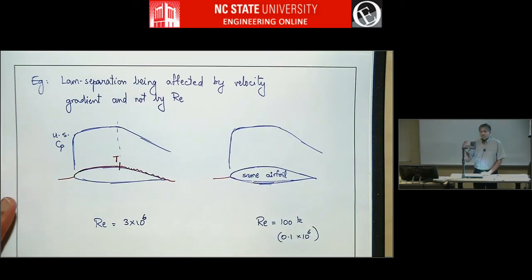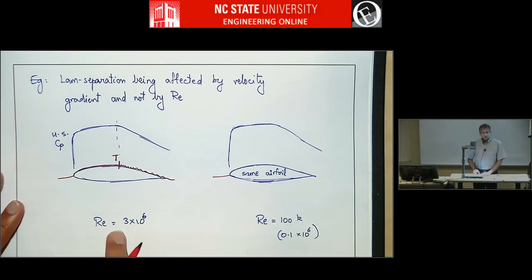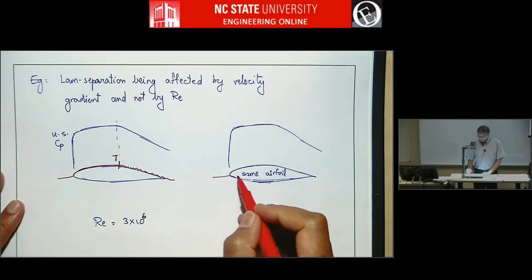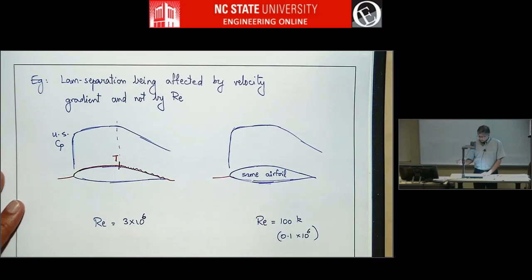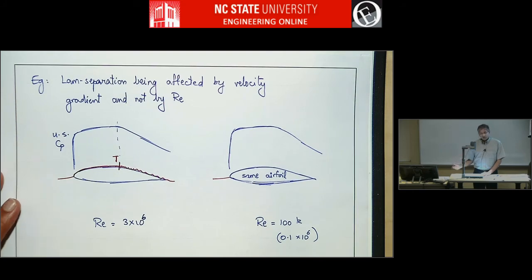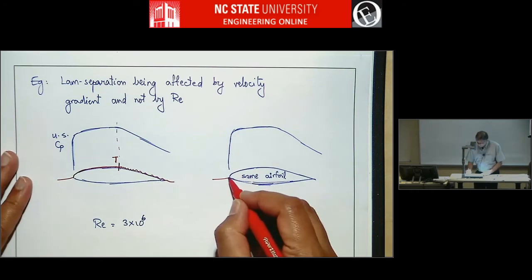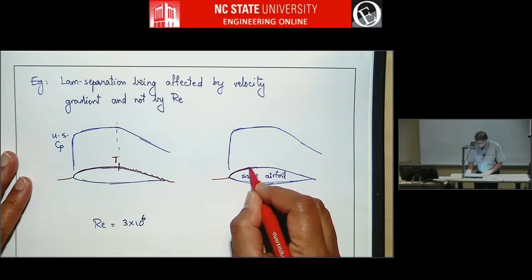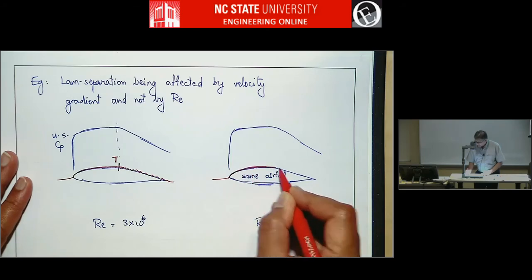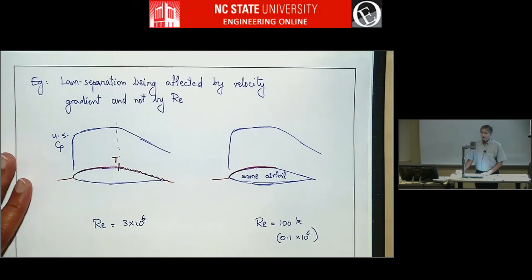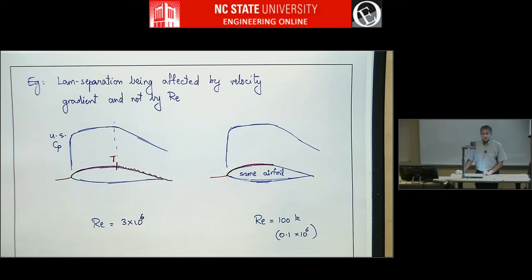Now, the Reynolds number is much lower than in the first case. So the laminar boundary layer will not transition, because at lower Reynolds numbers, the laminar boundary layer is very stable. It's hard to make it turbulent. So this laminar boundary layer keeps wanting to stay laminar, and then it encounters an adverse pressure gradient. At this point, it separates, right?